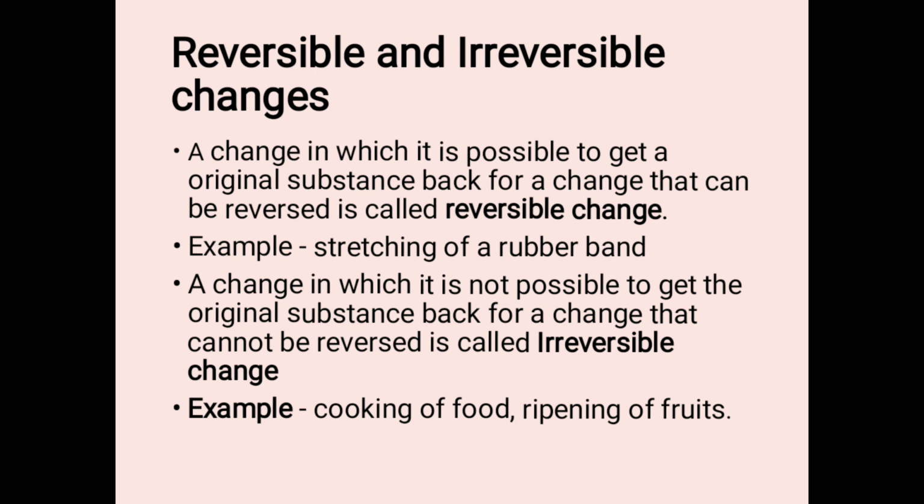And if we take other examples like bending a wire, dissolving salt or sugar in water, drying wet cloth, these all are reversible changes. And a change in which it is not possible to get the original substance back, or a change that cannot be reversed, is called your irreversible change. If we take some examples like burning of wood, that cannot be reversed, ripening of fruits, cooking of food, tearing of paper, growth of plant, or any of the organism. Okay, these all are your irreversible changes.